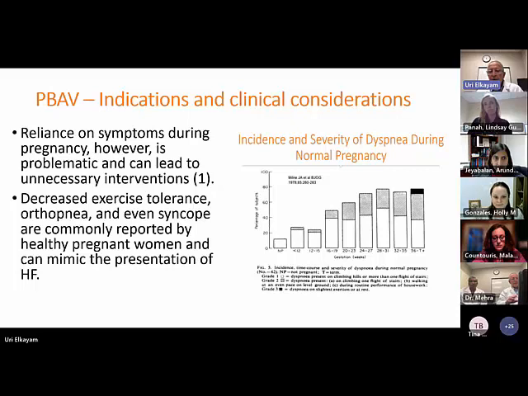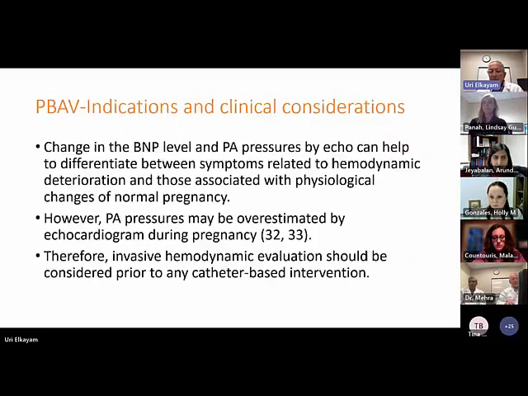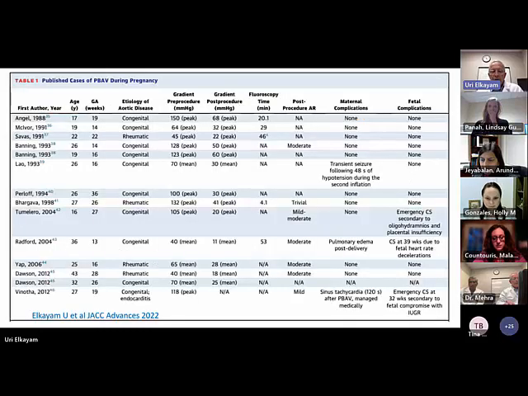Symptoms can be deceiving. On the right, you see normal pregnant women. In the gray area, at least 20 to 40% as pregnancy progresses will develop symptoms which mimic the symptoms of heart failure. And in the small letters, you see that we're talking about really a very mild form of exercise that is associated with symptoms. So how do you decide on the difference between hemodynamic deterioration versus just the usual presentation of pregnancy? I mentioned the BNP, PA pressure by echo. There have been a number of studies, by the way, showing that in pregnancy, the PA pressure can be overestimated by echo, and we see it all the time. And because of that, again, a major decision, as much information as possible.